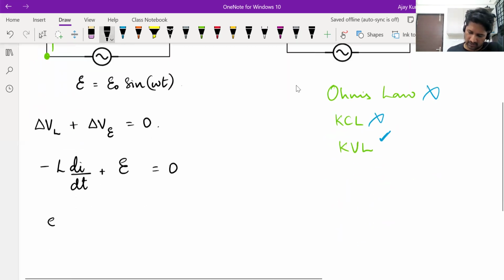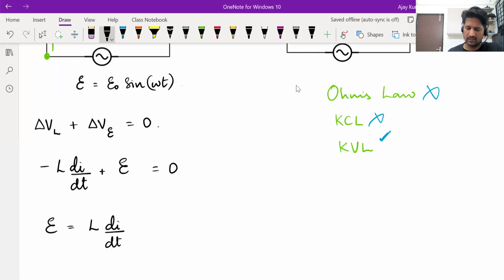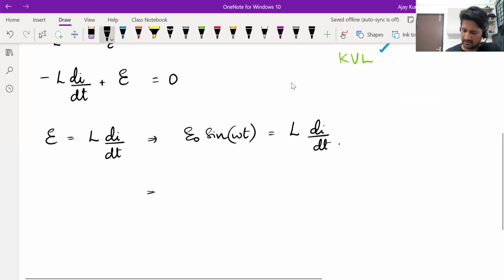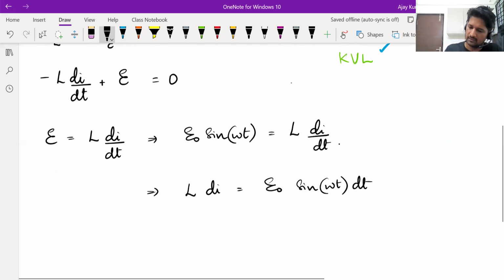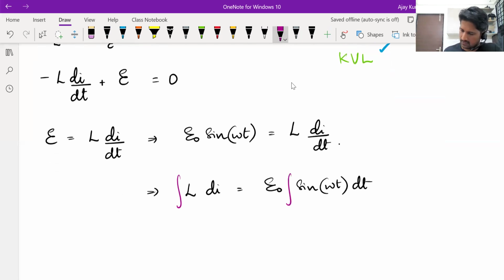So we get E is equal to L di by dt. And E, we have an equation for it: E naught sine omega t is equal to L di by dt. Send the dt this side and integrate. You get L di is equal to E naught sine omega t dt. Integrate both sides because our aim is to derive the current as a function of time.